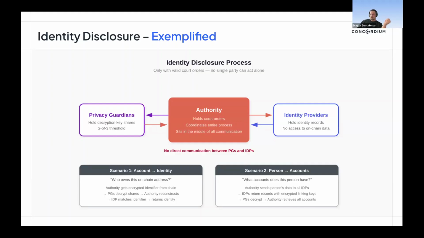And then in the second scenario, we have the opposite of this. We can ask what accounts this person has, and then the authority will send all of the person's data to all of the IDPs. The identity providers will return records with encrypted linking keys. The privacy guardians will then decrypt, and at the end, the authority will retrieve all of the accounts behind an identity. This means that in cases of a bad actor trying to do something illegal on chain, it would be possible to actually find out who that person is.